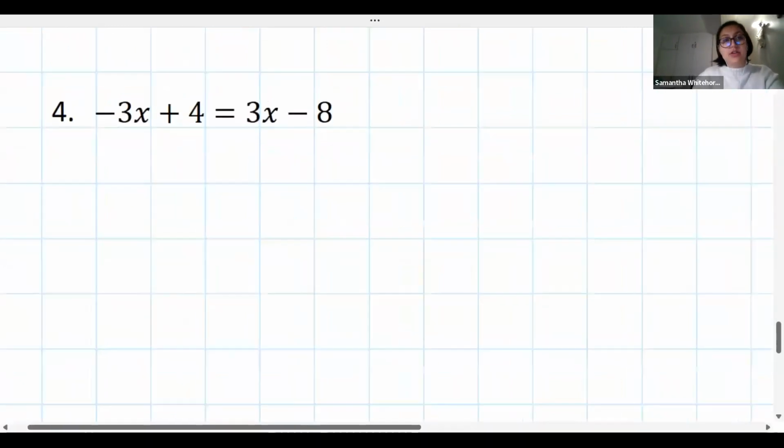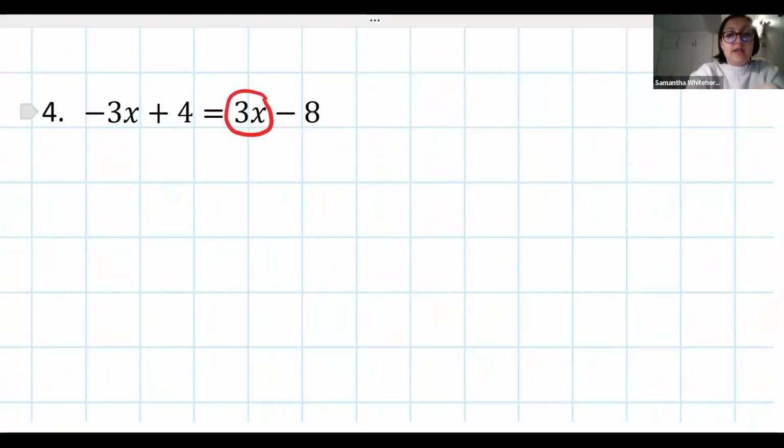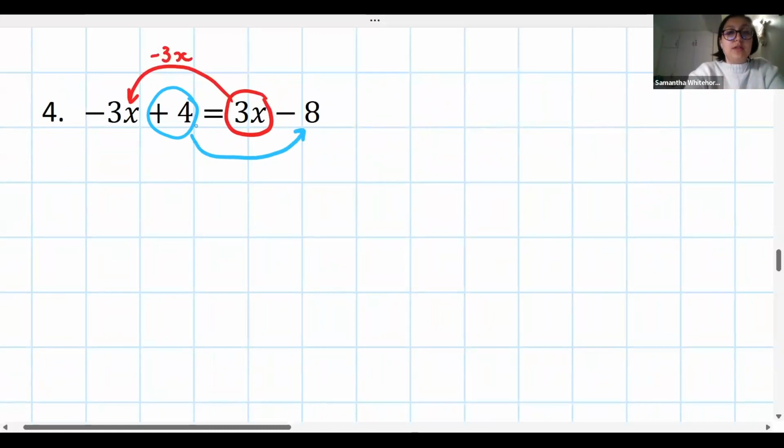Right, let's have a look. So what we have here is, again, we've got x's on both sides. So what we want to do is take this positive 3x and bring it over. So that would make it a minus 3x. And what we also want to do is take this positive 4 and bring it over our equal sign. So inverse operations means it becomes minus 4.